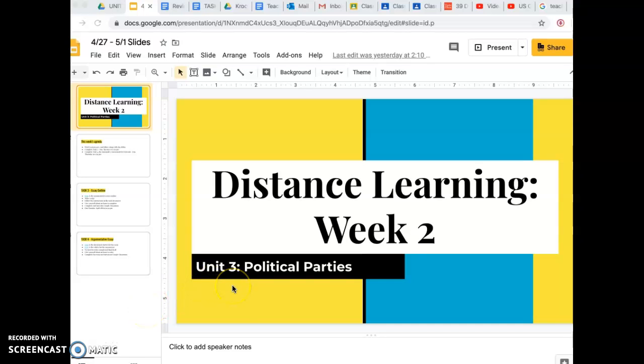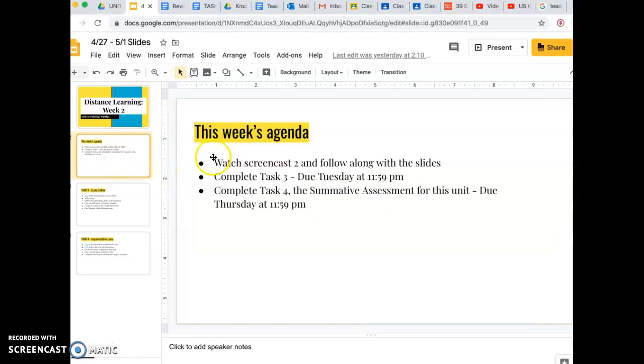This is the end of Unit 3, Political Parties. This week's agenda, you'll be watching this screencast 2, and follow along with the slides. You'll complete Task 3, which is due Tuesday at 11:59 p.m. It's an outline. Then complete Task 4, which is the summative assessment for this unit, which is due Thursday at 11:59 p.m.